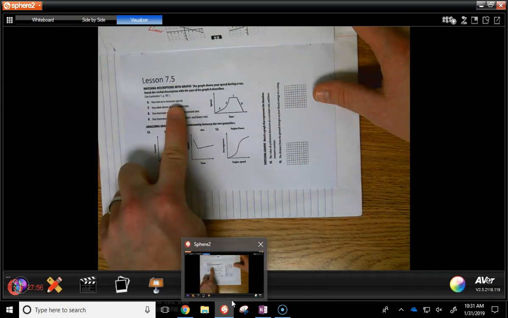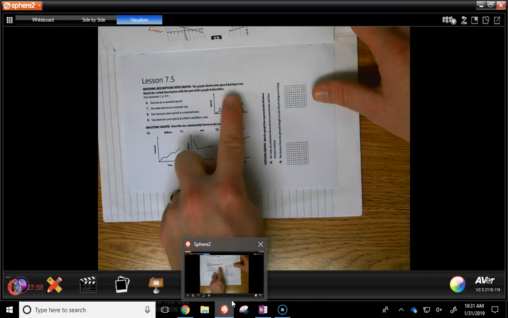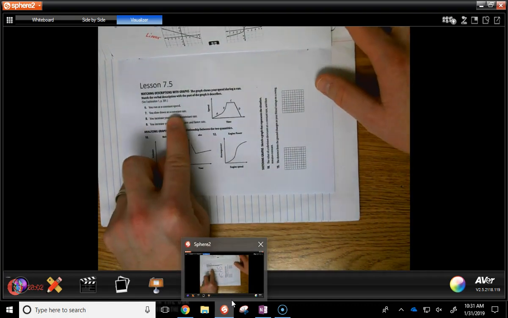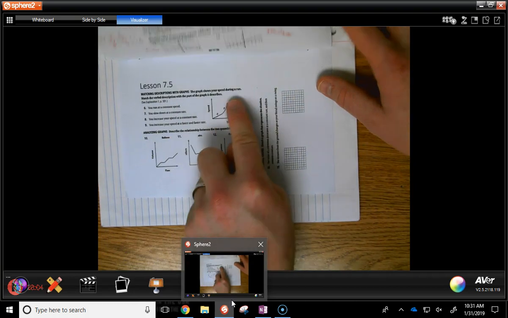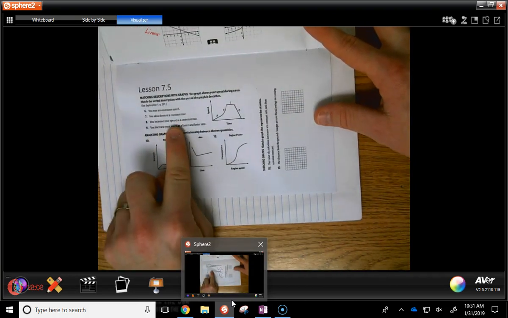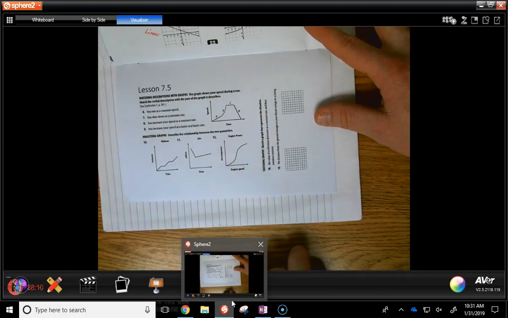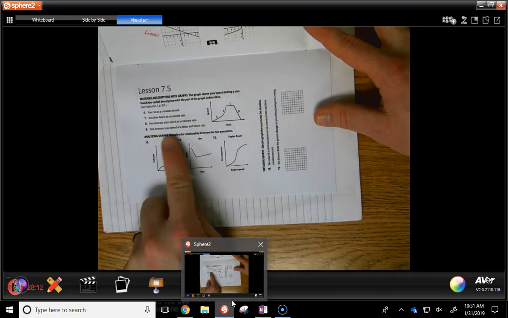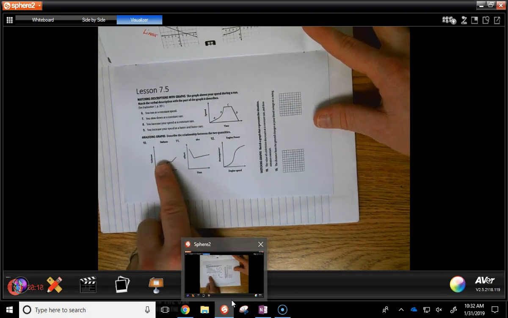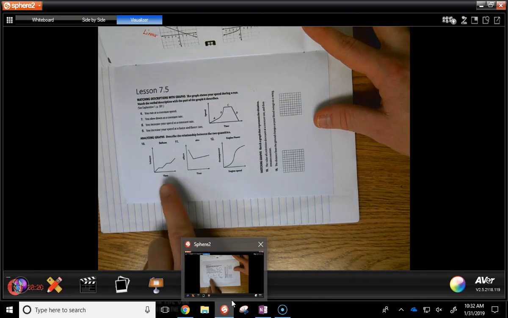You run at a constant speed. Which one of these points would that be? You slow down at a constant speed. Which one of A, B, C, or D would that represent? You increase your speed at a constant rate. What would that represent? And then you run your speed faster and faster. What would that be?